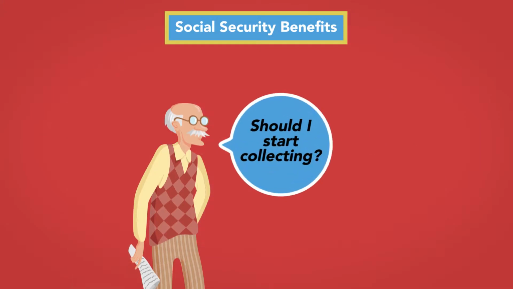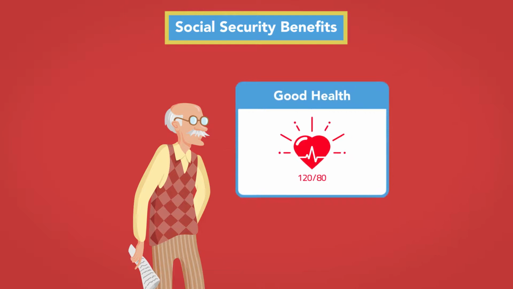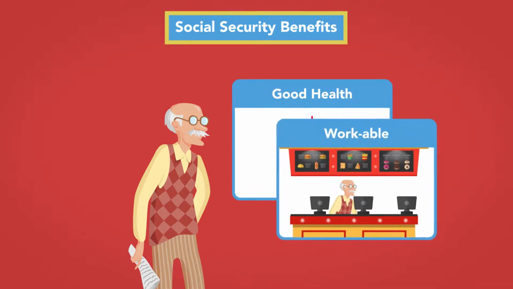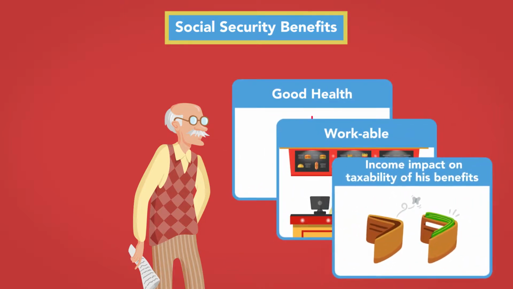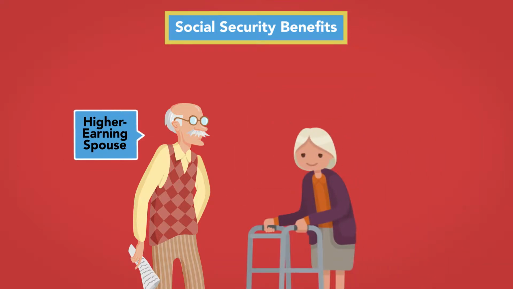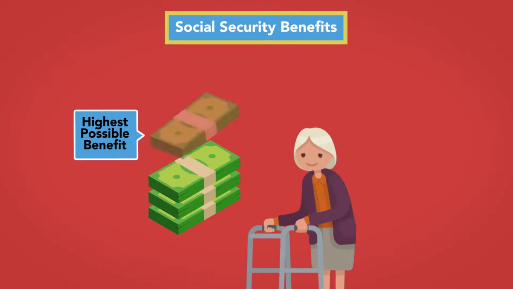Several factors can influence a recipient's decision on when to start collecting, including whether the recipient is in good health and can continue working, whether he's making enough to impact the taxability of his Social Security benefits, and whether the recipient is the higher-earning spouse who wants to ensure that a surviving spouse gets the highest possible benefit.